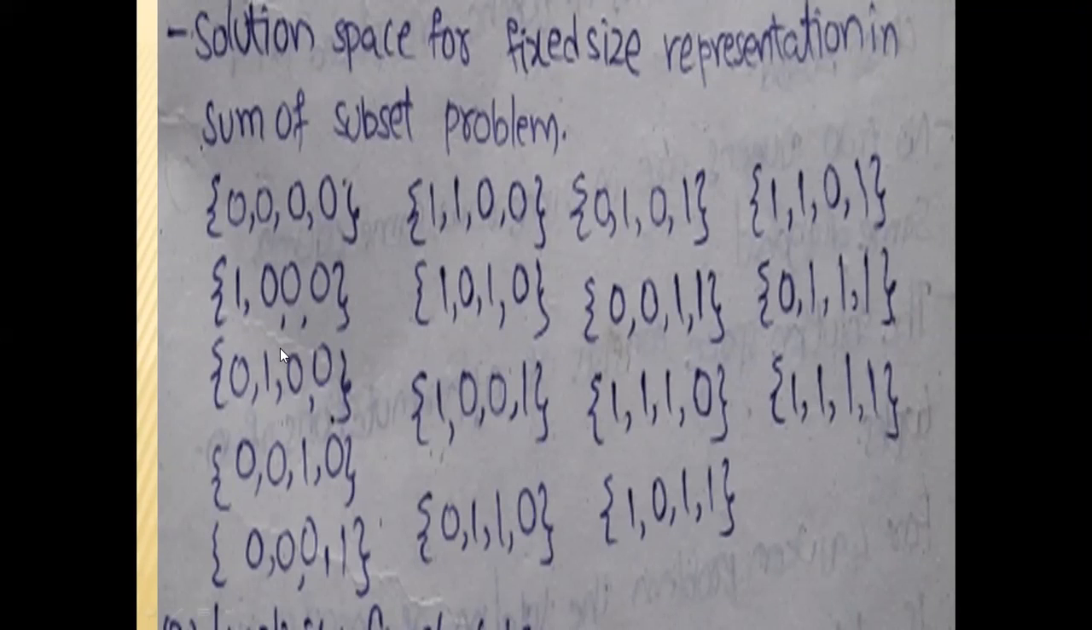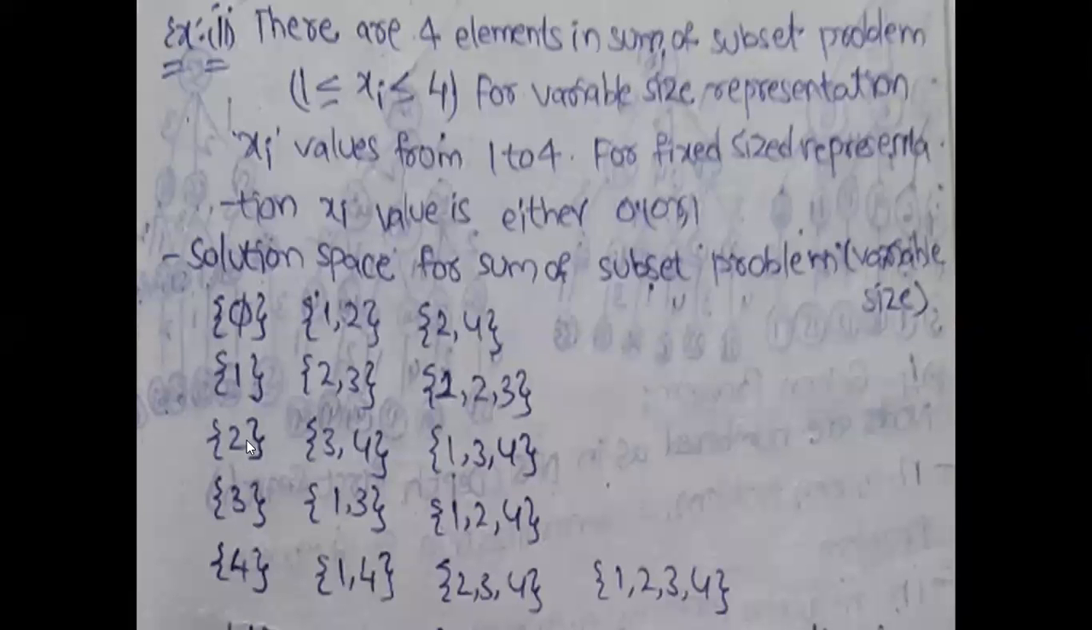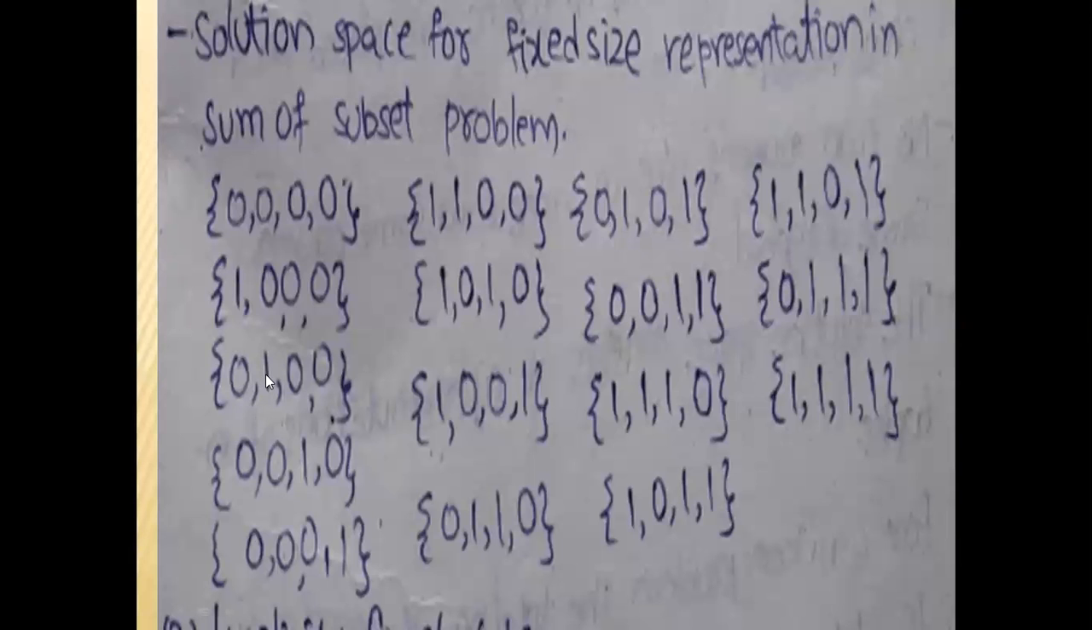Set 2 means only the second element is considered in the sum. So the elements which are considered in the sum are represented by 1 and the others are represented by 0. Suppose here you consider 4 elements, 1, 2, 3, 4. Similarly to the previous representation, the total possible solutions is 16.